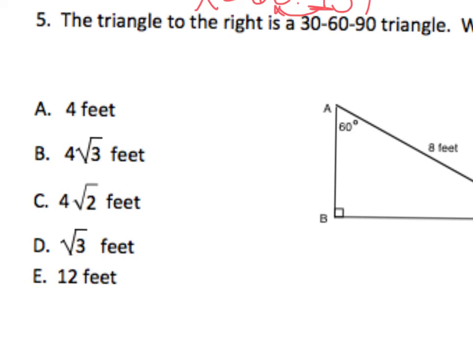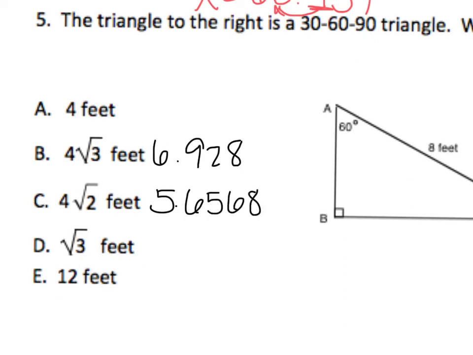So A, we're good. B, we're going to just put 4 square root 3 into our calculator and get 6.928. Same thing for C, 4 root 2, we'll get 5.6568. And then the square root of 3 is 1.7321. Okay, so there we've got them in decimal form.